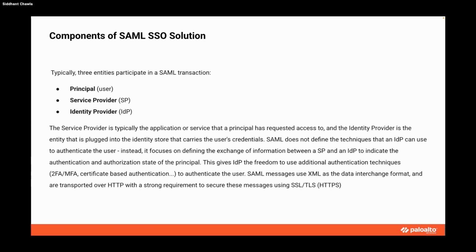So service provider is typically the application or the service that the principal has requested to access. And the identity provider is the entity that is plugged into the identity store that carries the user's credential. SAML does not define a technique that an IDP can use to authenticate the user. It actually focuses on defining the exchange of information between SP and an IDP to indicate the authentication and authorization state of the principal. This gives IDP the freedom to use additional authentication techniques to authenticate the user.